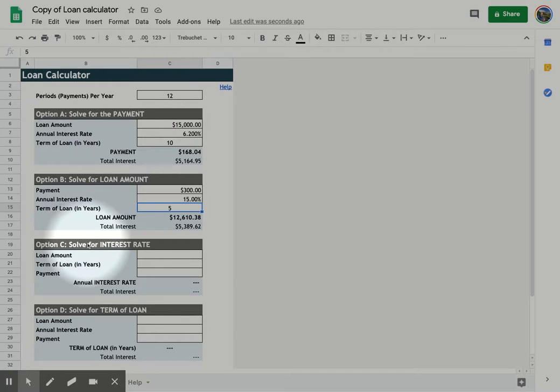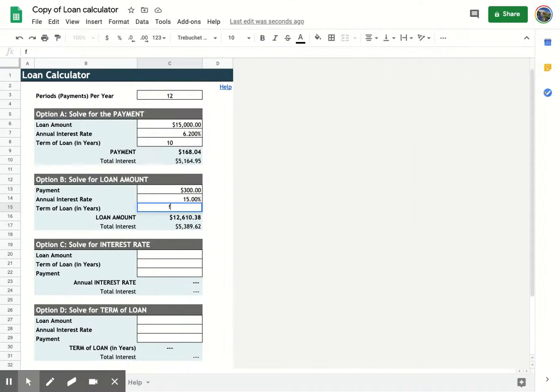Now, I'd like you to put in some values here for solving for the interest rate, if you know the loan, the term of the loan, and the payment, or to solve for the term of the loan if you know the loan amount, the annual interest rate, and the payment. By going through this, you're going to understand the value of spreadsheets and how you can adjust them to meet your particular needs.